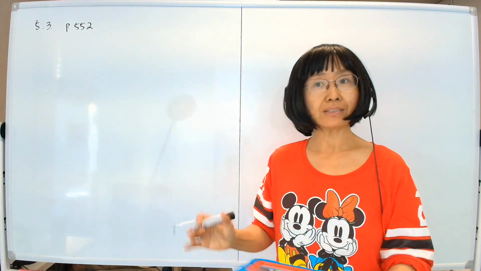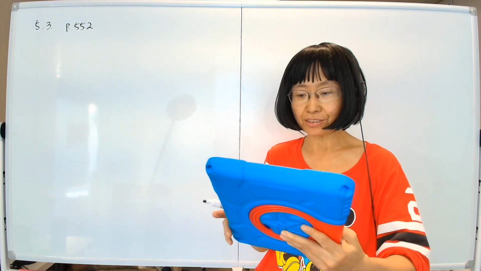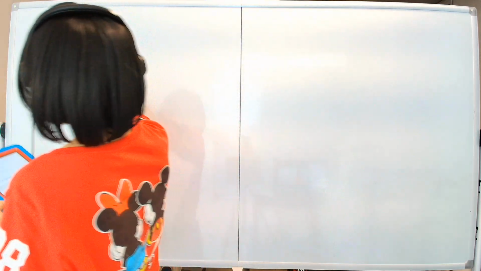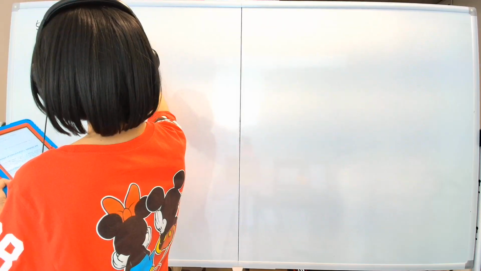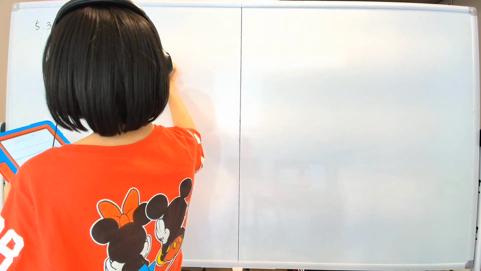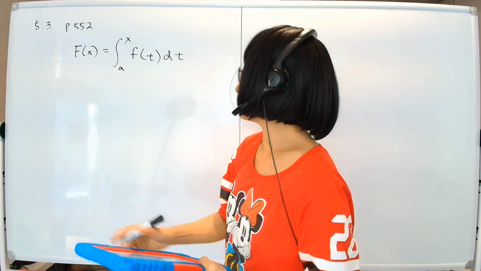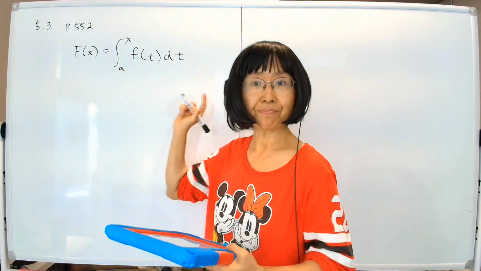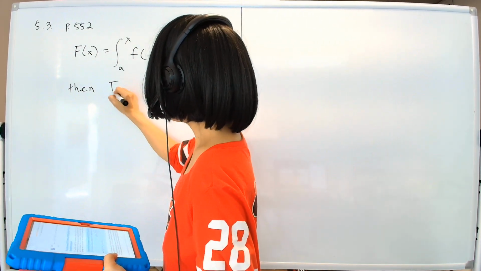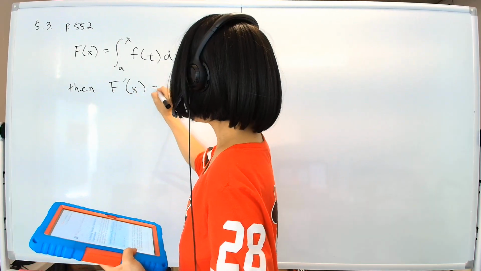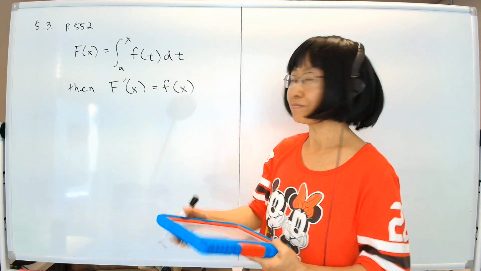It says, if f is continuous over a closed interval [a, b], as always, and if the function is defined this way, let's look at the definition of the function. F of x is defined as the integral from a to x of f of t dt. Now, if that is true, then the derivative of big F is equal to the little f of x. That is the fundamental theorem.